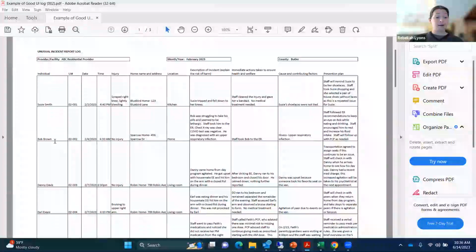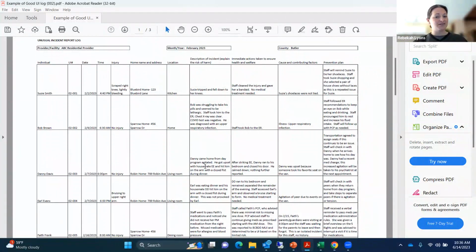Fantastic. Bob Brown at the Sparrow Home. Looks like he was taken to the ER. So I'm checking to read through this. I want to see if he was hospitalized. I hope when you're reading through, you're asking the same kind of questions. It looks like he was discharged from the ER. He has recommendations over there. So that's pretty sufficient.